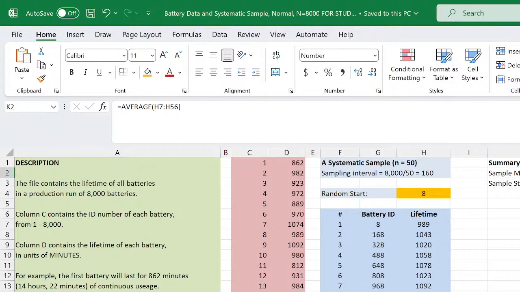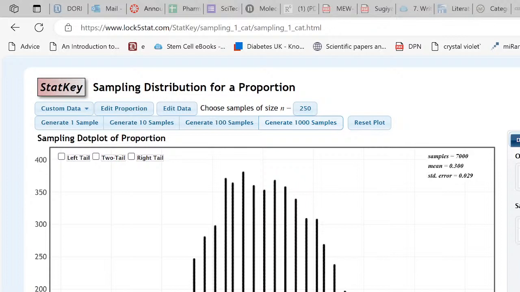All right. So let's put it to some use. Page 4, please. Once again, we're doing a production run of 8,000 batteries. We know the mean, we know the standard deviation. Let's find the probability that the sample mean lifetime is more than 1,020 minutes. Oh, sorry. Let's check the conditions.